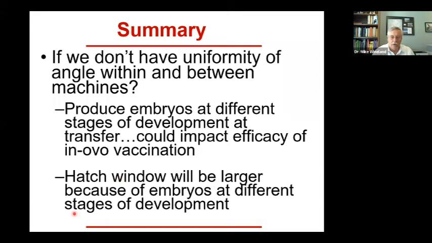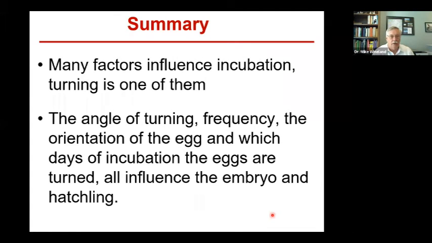And also, if we have less uniformity, we're going to see differences in our hatch window, which is not what we want to see if we want to prevent dehydration in the chicks. So many different factors, as far as I'm concerned, can influence incubation. Turning is, I think, an important one.